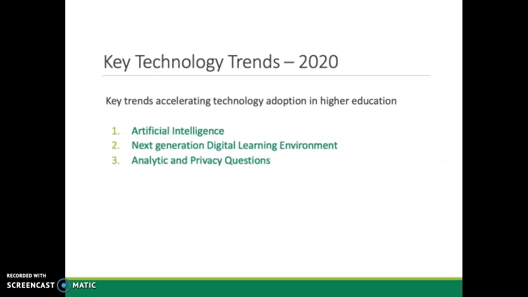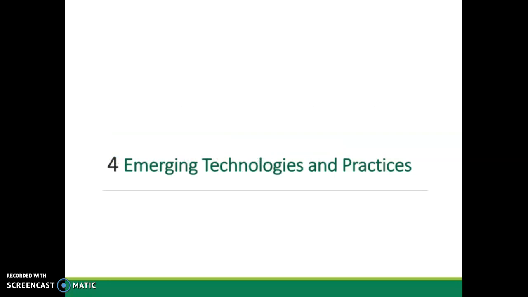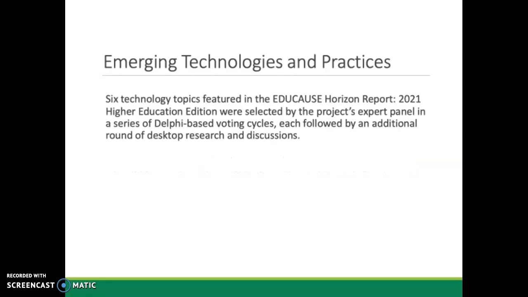If you go back to last year, these are the 3 trends that were selected as the key trends: artificial intelligence, next generation digital learning environment, and also analytics and privacy questions. Now we will look at the emerging technologies and practices. They list 6 different technology topics. In this course, instead of focusing on what they call trends, we will focus on technologies and practices. I think they're more tangible and easy for us to build on. So that's what we'll be using in this course.